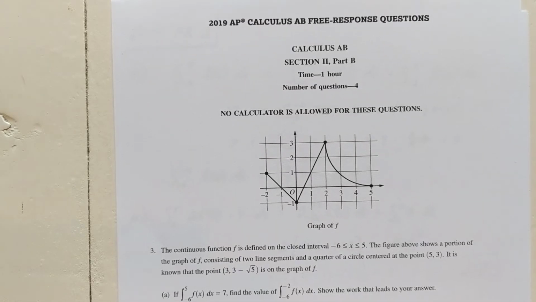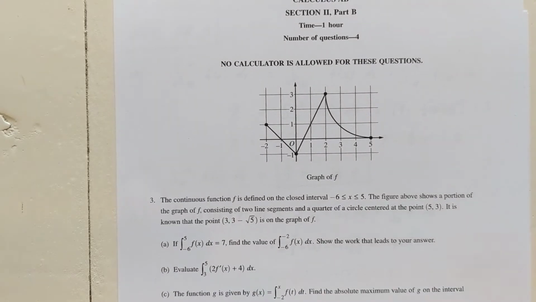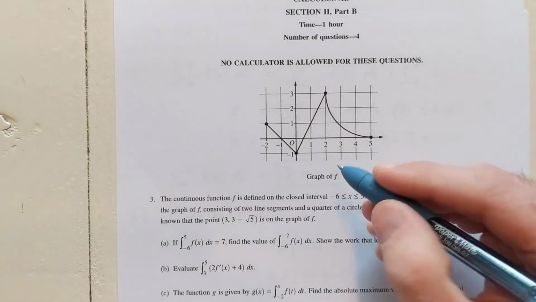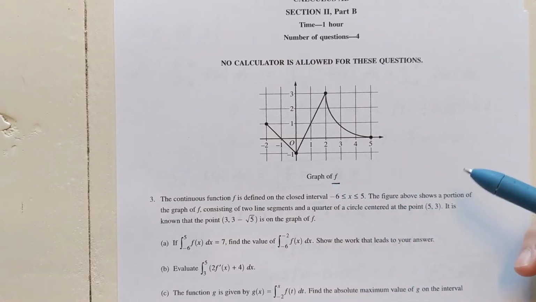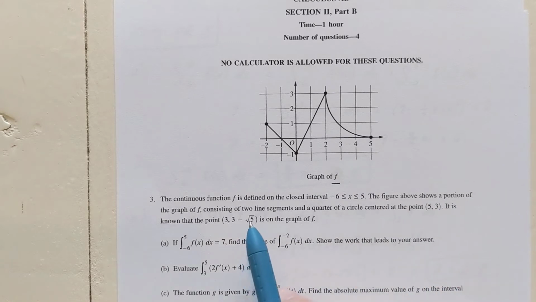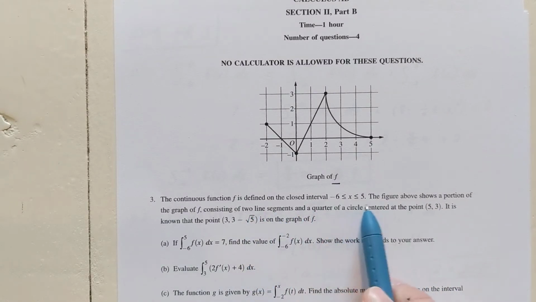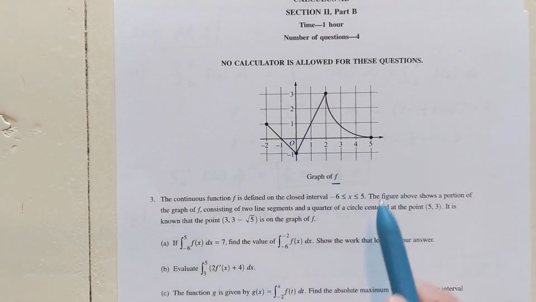All right, guys, 2019 free response question number 3. So they've given you a graph right here, and that is the graph of f of x. Always a good idea to make a note right here about what it is you're looking at the graph of. Sometimes this might be f prime, this might be g. So they tell you f right here. We've got it defined on a closed interval. We've got two line segments, so linear functions here and here.